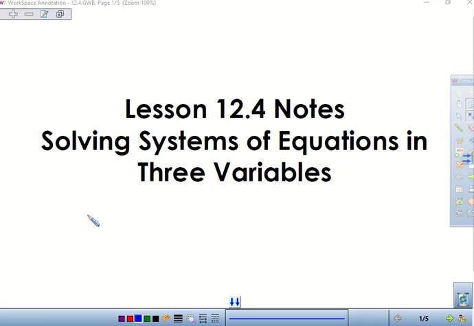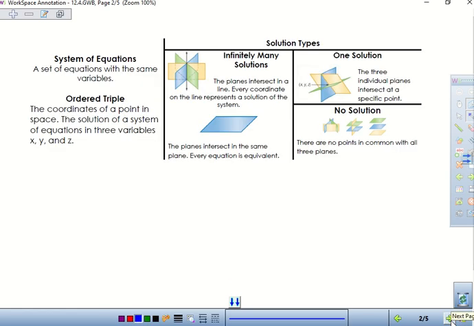Alright, so today we're going to be doing 12.4, which is solving systems of equations in 3 variables. So, these are the types of scenarios that can occur when you're solving a 3x3 system. A 3x3 system is defined by there being 3 separate variables. And in order to solve a 3x3 system with 3 separate variables, you're going to need to be given 3 different equations of those variables.